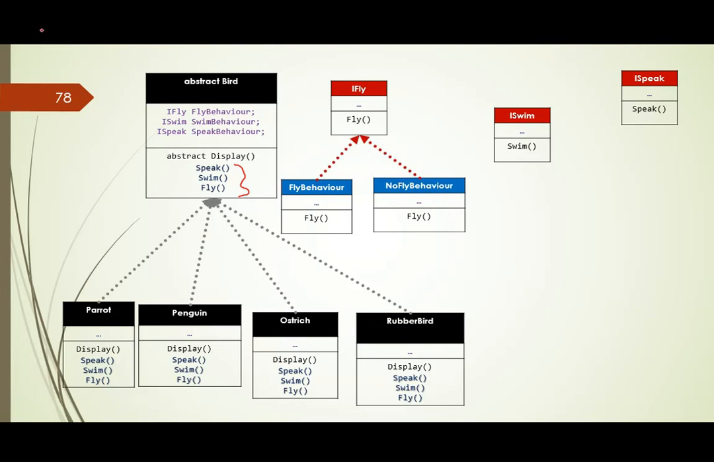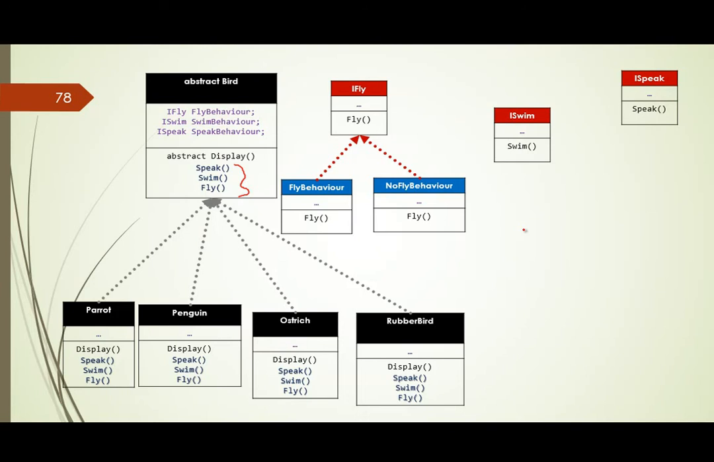So we have a fly behavior, which implements this interface iFly and implements the fly method, and we also have no fly behavior, which will say that the bird cannot fly. So it's implemented. If you have 10 different types of fly behaviors, just write the 10 different types of fly behavior. It will be odd if you have 100 types of fly behavior. So that will be a good solution.